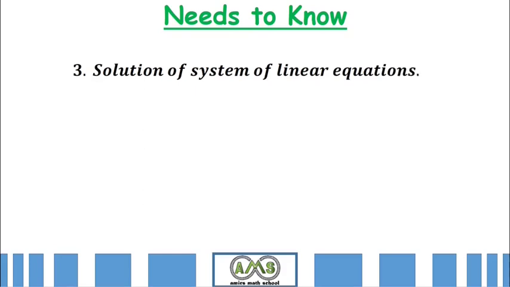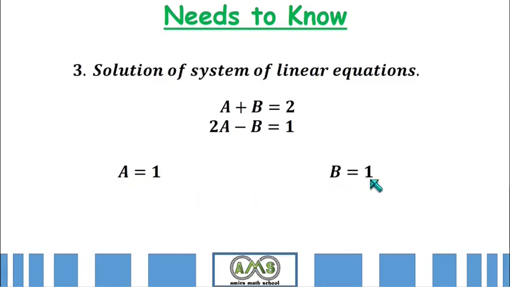That is, in solving partial fraction related problems, sometimes we have this type of equation, that is a plus b equal to 2 and 2a minus b equal to 1. We have to solve these two equations for a and b. After solving, we can easily get a equal to 1 and b equal to also 1. So this type of solution of system of linear equations is also needed in case of partial fraction. And there is a symbol we need, that is identical to, this triple bar. We use this symbol in partial fraction.